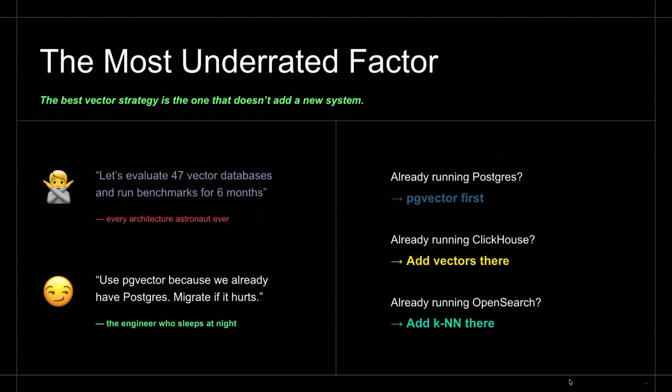And if you answered no to any of these questions, start with Postgres plus PG Vector and migrate later if you want. The most underrated factor in any database decision is that the best vector strategy is the one that doesn't add a new system. You can be an architecture astronaut and evaluate 4 to 7 different vector databases, run benchmarks for 6 months, or you can be the engineer who sleeps at night because they use PG Vector because we already have Postgres, and you can migrate if it hurts. So if you're already running Postgres, PG Vector first. If you're already running ClickHouse, you add vectors there. If you're already running OpenSearch, you add KNN and use vector search there.